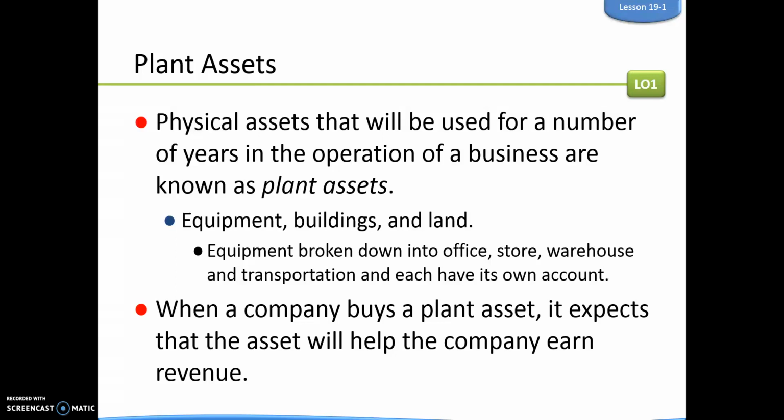Remember that when we're talking about plant assets, we're talking about physical assets that are used for a number of years in the operation of a business. Some of our common categories for plant assets include equipment, buildings, and land. Now, most of those are also going to be broken down even further. So let's take equipment, for example. We might also have accounts for office equipment, store equipment, warehouse equipment, and transportation equipment, and each of those then have its own account. So when a company buys a plant asset, its whole expectation is that that asset is going to help the company earn revenue or money.